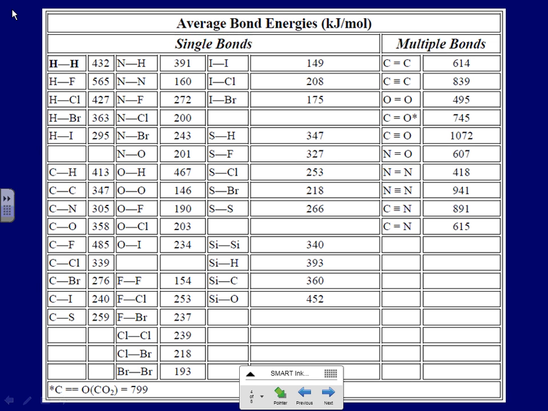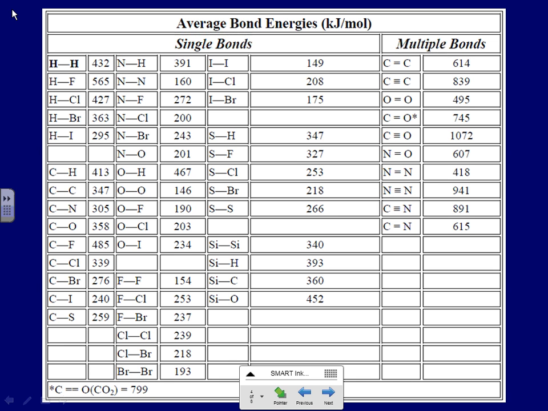So there is an image that is exactly like the table that you have that you can use, and you can see here we've got some single bonds. The hydrogen single bond 432, hydrogen fluorine 565. So that's pretty strong bonds. Here we've got some double bonds and triple bonds. Carbon double bond carbon 618, carbon triple bond 839. You'll notice the multiple bonds are even stronger than the single bonds. We're going to learn why that is when we talk about bonding and how the atoms' orbits overlap. So multiple bonds tend to be stronger.